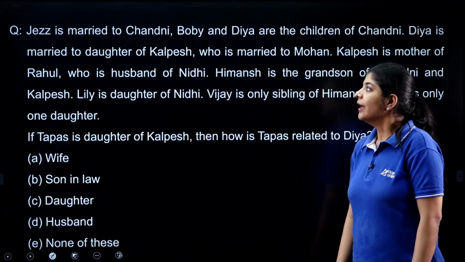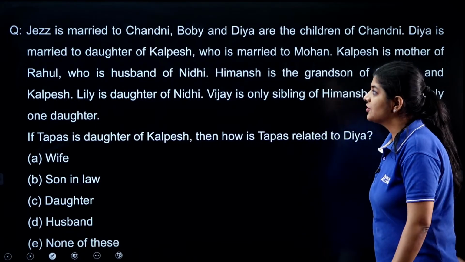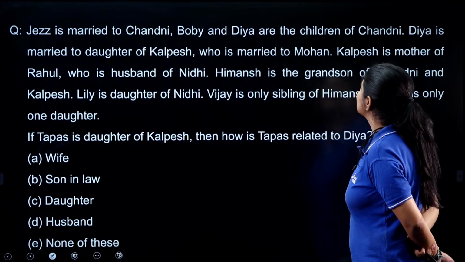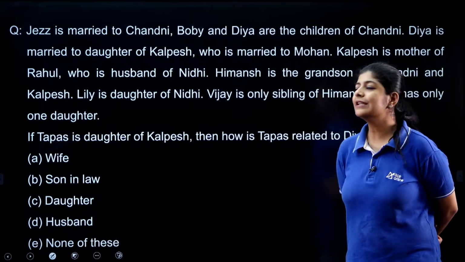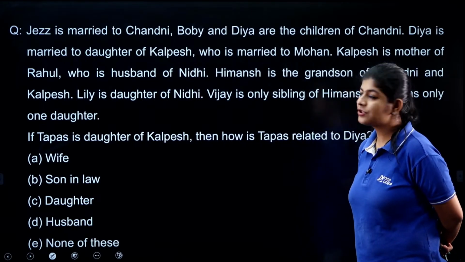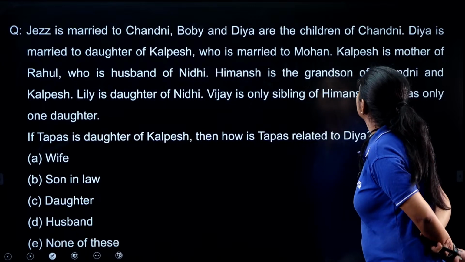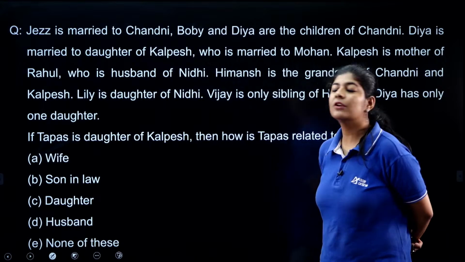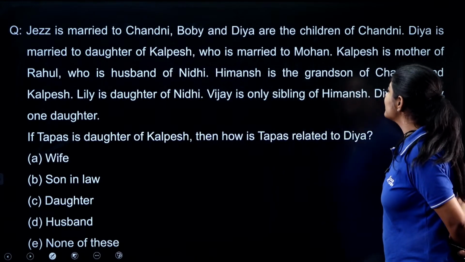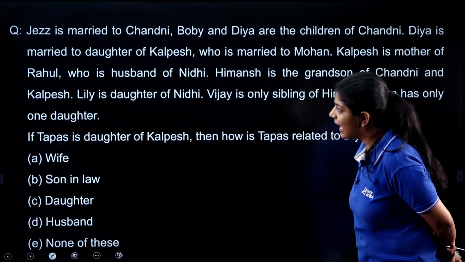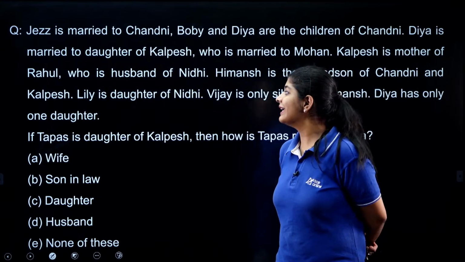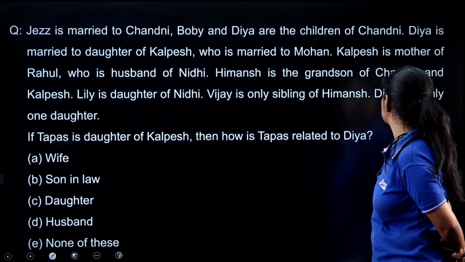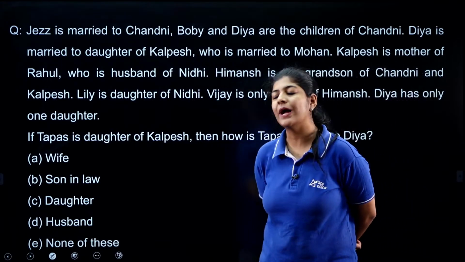Next question says that Jess is married to Chandni, Bobby and Diya are the children of Chandni. Diya is married to the daughter of Kalpesh, who is married to Mohan. Kalpesh is the mother of Rahul, who is the husband of Nidhi. Himansh is the grandson of Chandni and Kalpesh. Lily is a daughter of Nidhi. Vijay is the only sibling of Himansh. Diya has only one daughter.